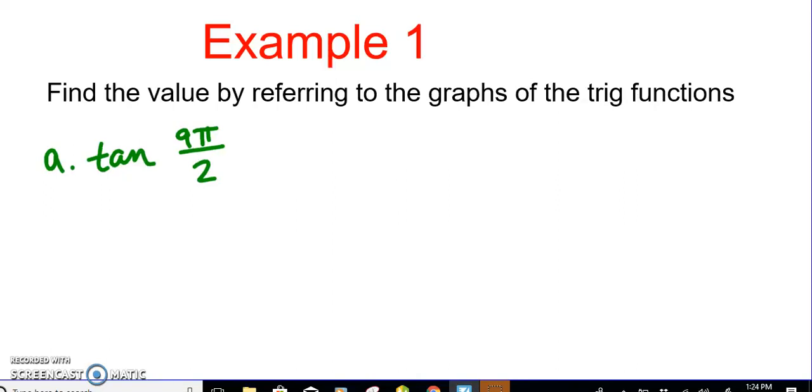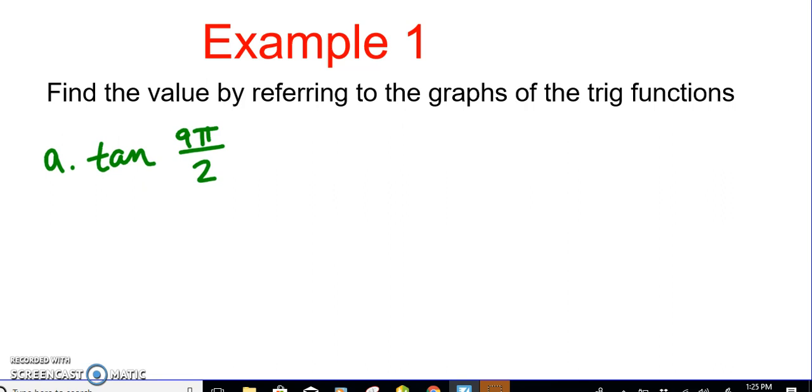All right, so now that you wrote down all the properties and everything, and we have all the graphs now, we're going to actually find out the values of different parts of these graphs, and we're going to use the properties to help us find those values. So we should be able to figure them out quickly and move forward, and not spend hours upon hours trying to figure out what's going on. So for example 1, we're going to find the value by referring to the graphs of the trig functions.